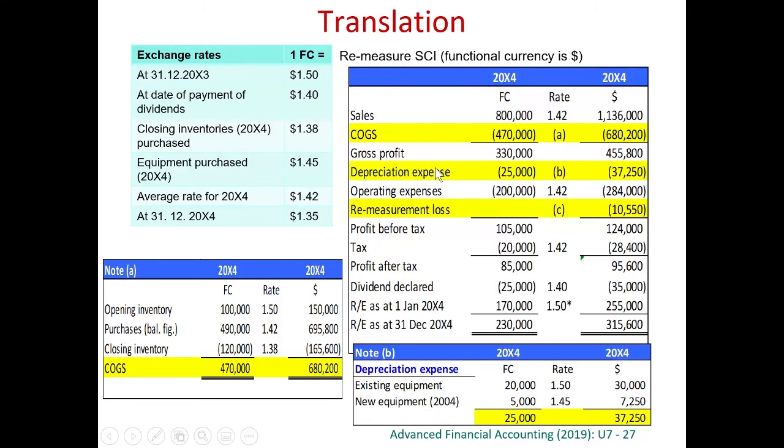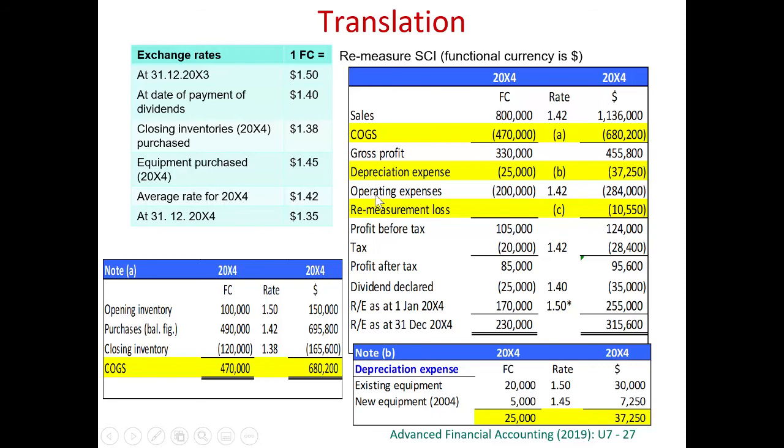So sales minus cost of goods sold is gross profit. And thereafter, we have got the depreciation. Depreciation should use the actual exchange rate. So as we have said before, there has been 2 batches of equipment. For the first batch, the relevant exchange rate is 1.5. For the second batch, the relevant exchange rate is 1.45. And therefore, the translated depreciation will be 37,250.